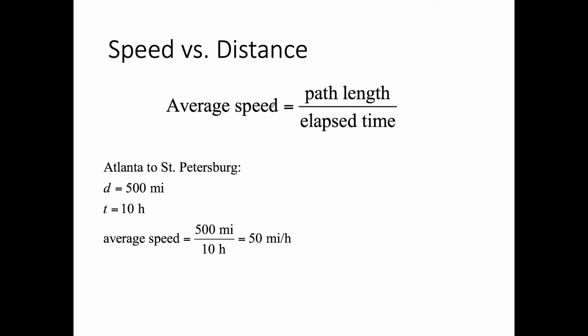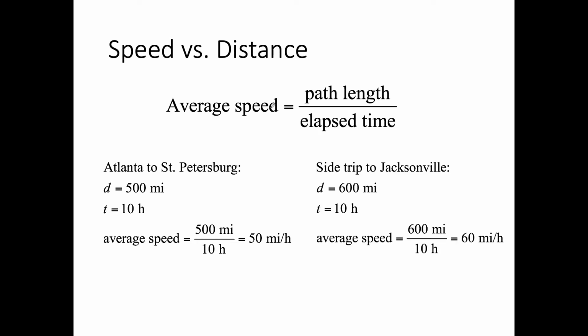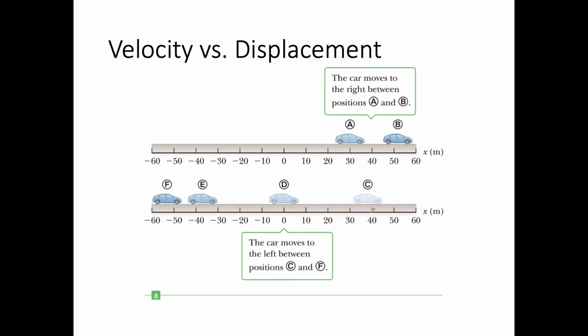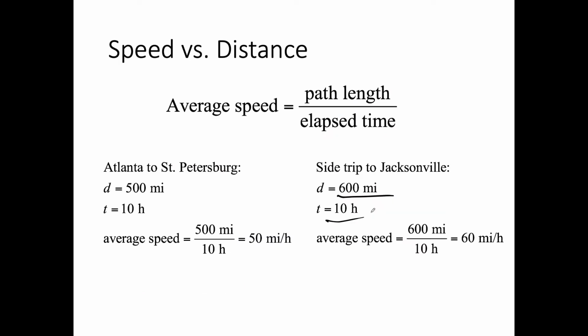Now for the same trip from Atlanta to St. Petersburg, the driver actually takes a side trip to Jacksonville before he drives to St. Petersburg. Now the distance is more than 500, which is 600 miles, but it still takes 10 hours. So the speed is 60 miles per hour. So this is speed. Speed is distance over time.